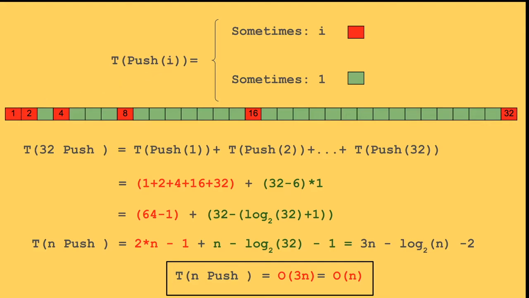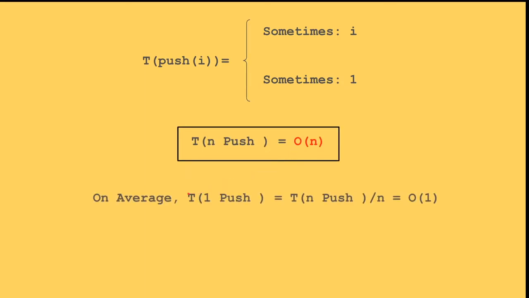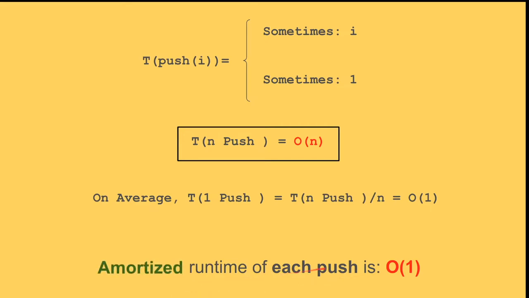For the power of 2, we have to recreate the entire hash table, and it takes O of i, but other times we just simply insert, and that takes O of 1, so the calculation is kind of the same, and T of n pushes is O of n. And if T of n pushes is O of n, on average, T of 1 push is equal to T of n pushes over n, which is O of 1. And the runtime of each push is O of 1, and please be that person again. Okay, guys, just say amortized runtime of each push is O of 1.